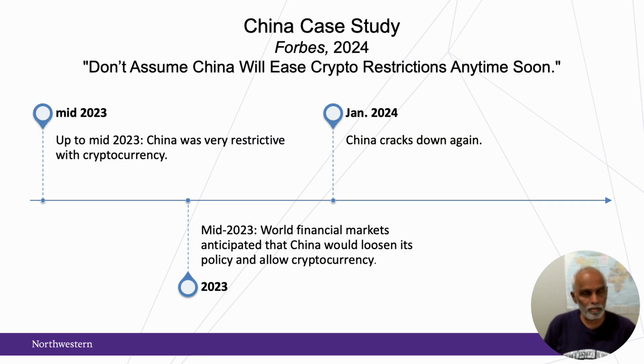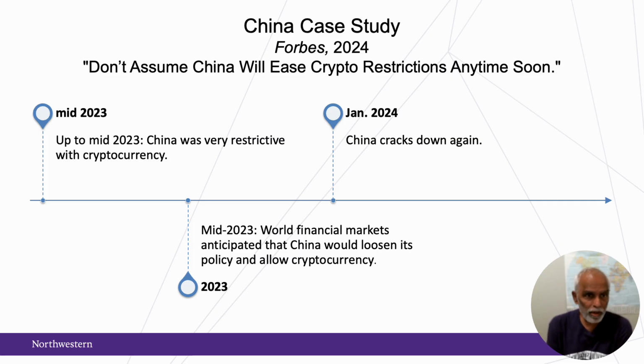Regarding China, it comes out to be a case study. Don't assume China will ease crypto restrictions anytime soon. The timescale reads as follows. By mid-2023, China was very restrictive with cryptocurrency.